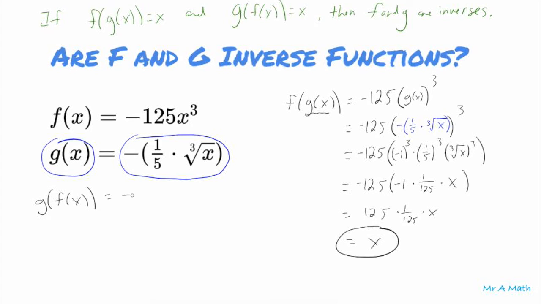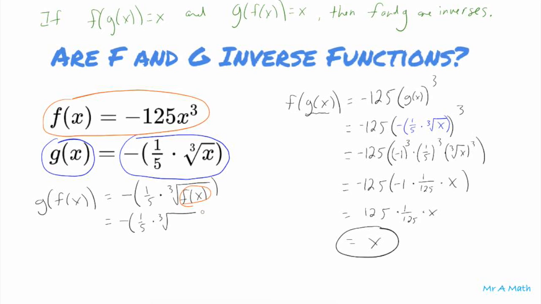g is just negative 1/5 times the cubed root of whatever x is. But I know my input x is now just f of x. So I'm going to take what f of x is, and I'm going to plug it in to my x here. And so that should get me negative 1/5 times the cubed root of negative 125 x to the third power.